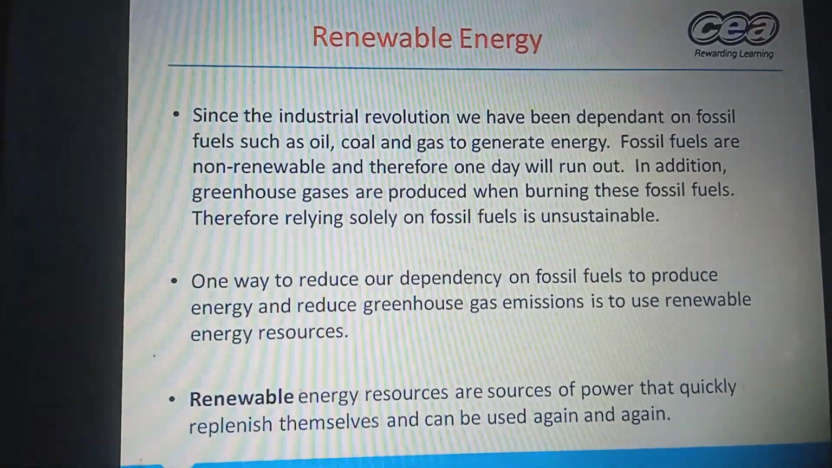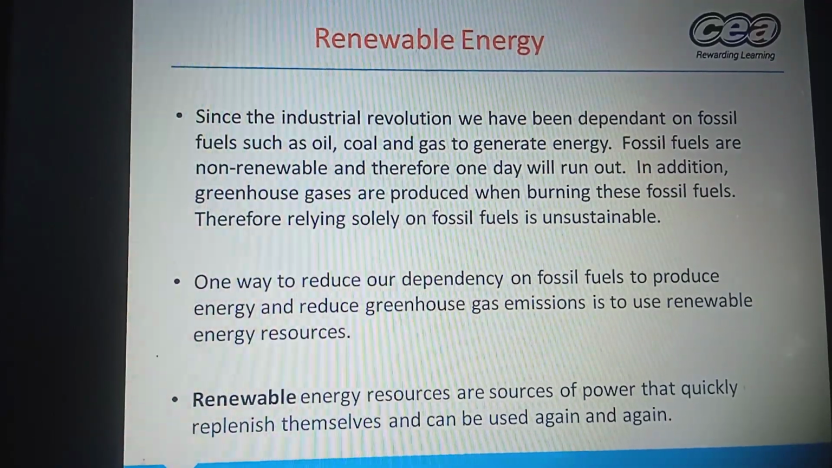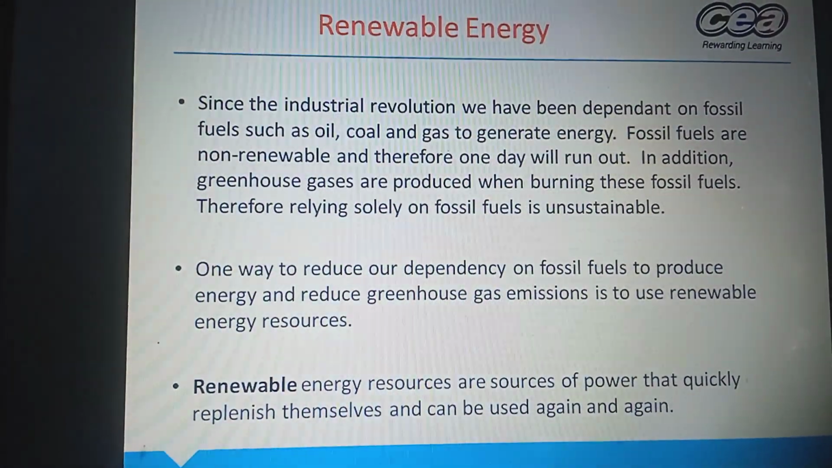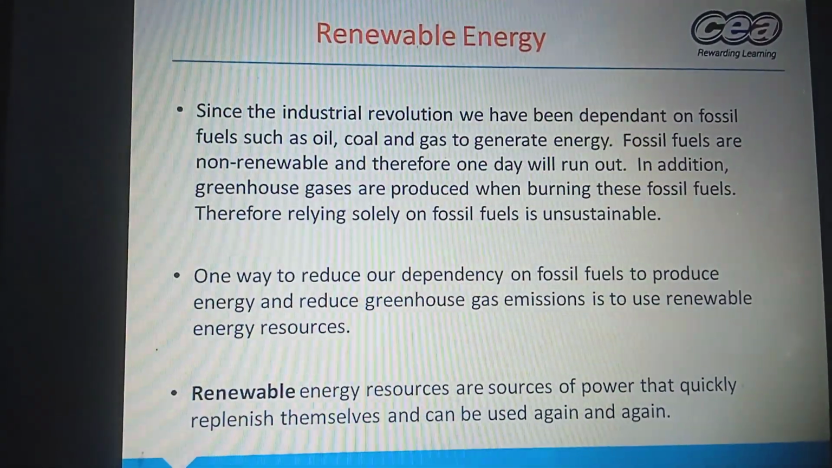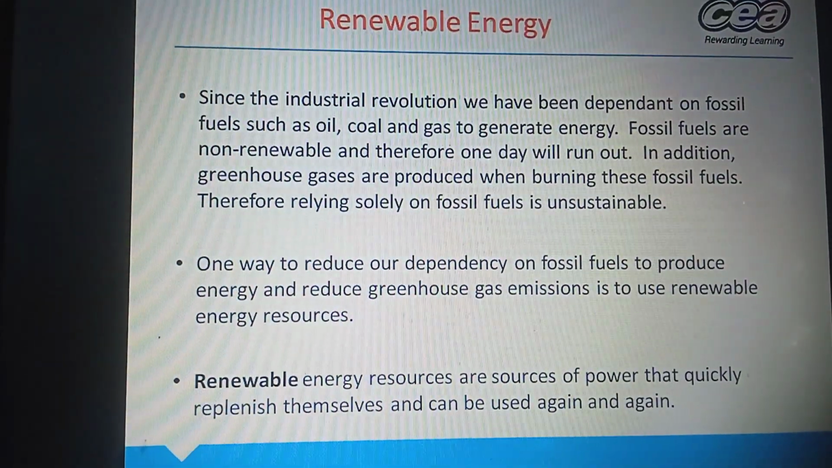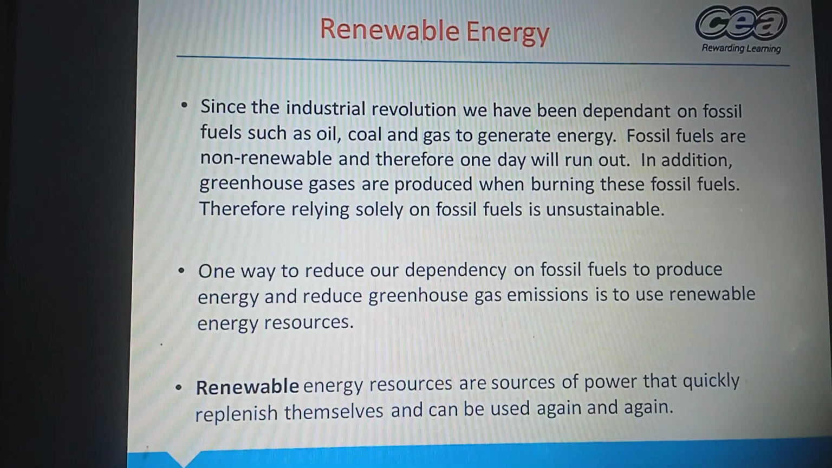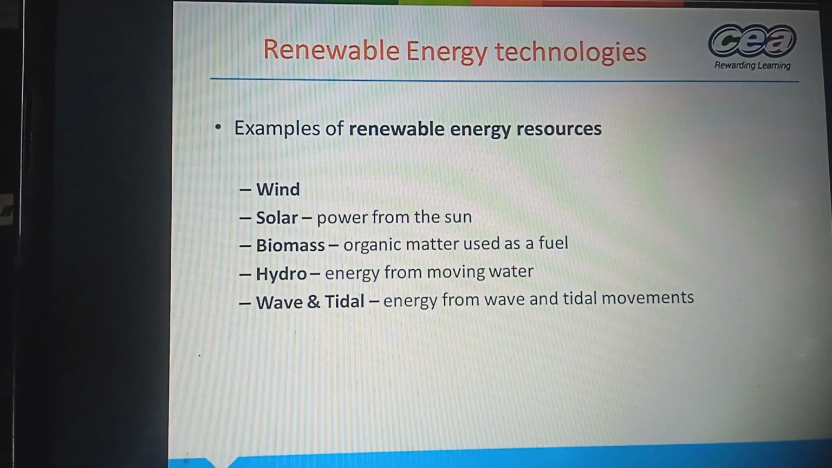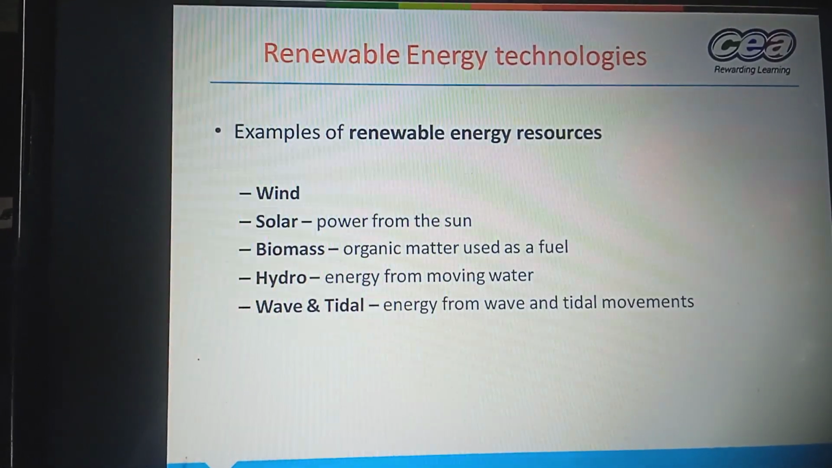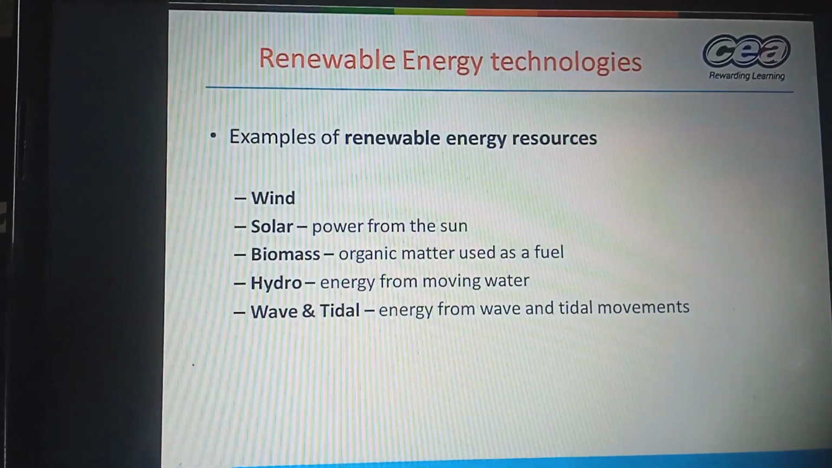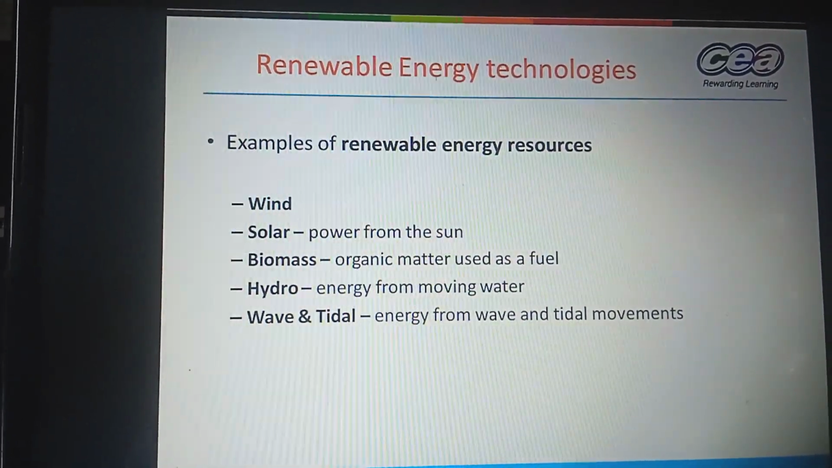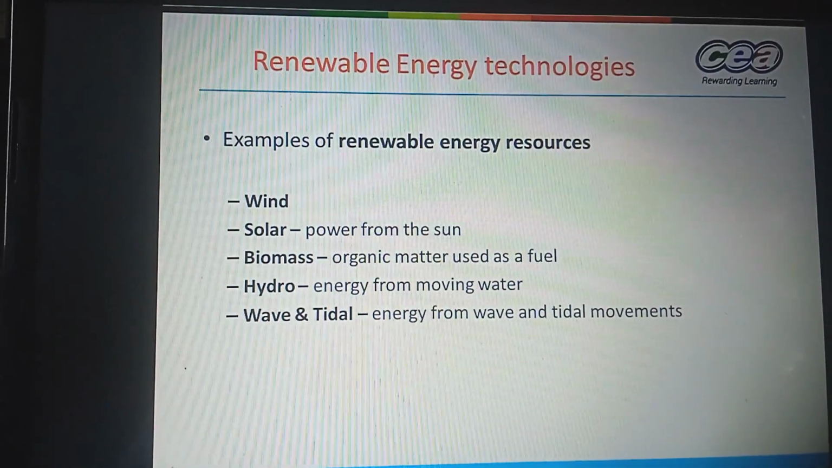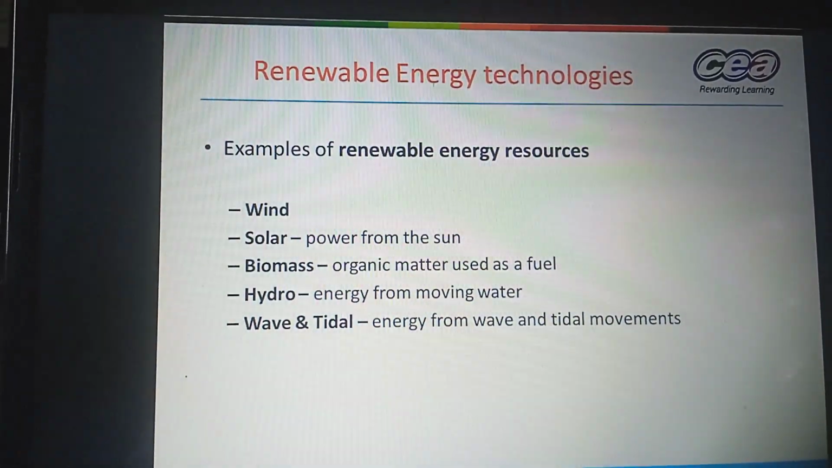Another way to reduce our dependency on fossil fuels to produce energy and reduce greenhouse gas emissions is to use renewable energy resources. Renewable energy resources are sources of power that quickly replenish themselves and can be used again and again. Some of the renewable energy resources: wind energy, solar energy for power from the sun, biomass energy, organic matter used as a fuel. Next one, hydro energy, energy from moving water. Next, wave and tidal energy from wave and tidal movements.